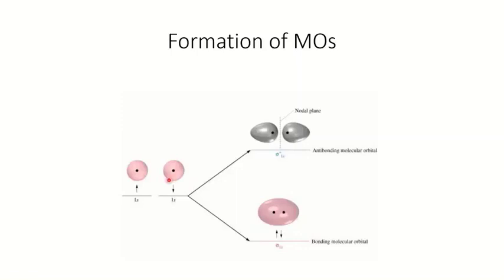Now, we have two atomic orbitals combining to form two molecular orbitals. One is a bonding molecular orbital, one is an anti-bonding molecular orbital. So we have two electrons to fill in these two molecular orbitals. As any orbital can be occupied by a maximum of two electrons, both these electrons will go in this bonding molecular orbital.